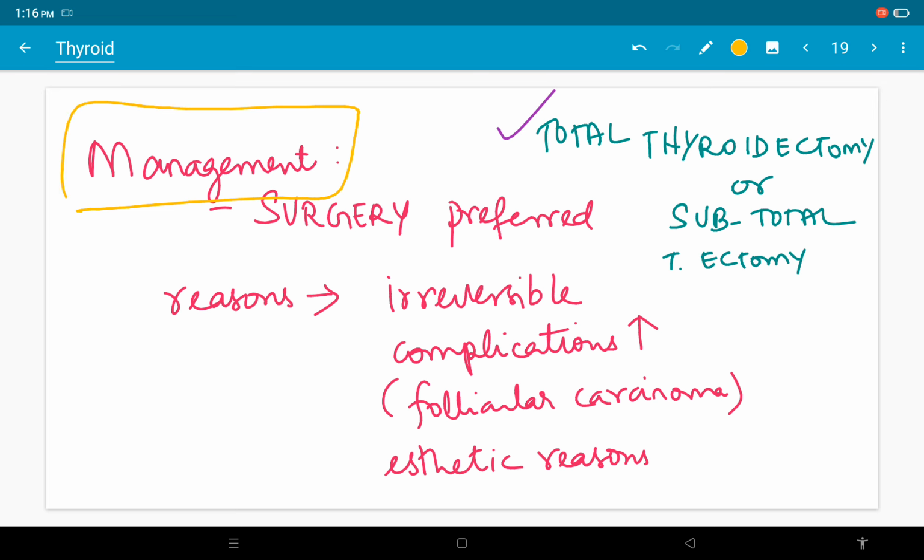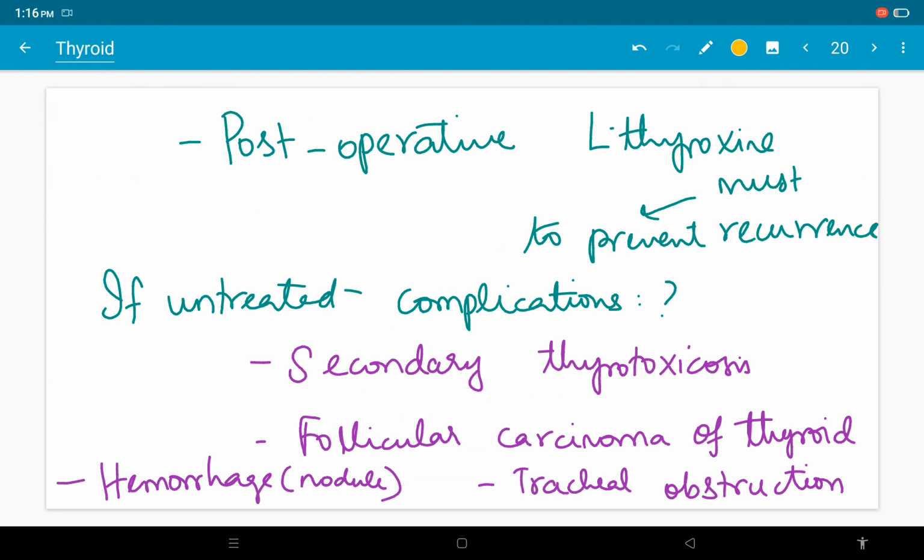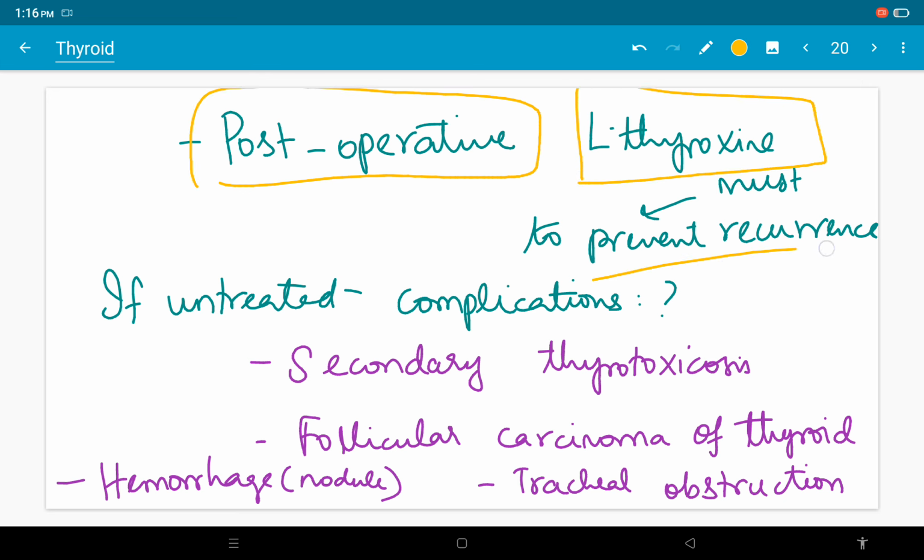Management. Here the major mode of treatment is surgery, because the condition is irreversible. No amount of drugs will reverse it. Complications may be high, especially follicular carcinoma may happen, and for cosmetic reasons the surgery preferred is usually total thyroidectomy. In rare cases, subtotal thyroidectomy, but partial thyroidectomy is not preferred because recurrence is high and re-surgery is hard. Post-operative L-thyroxine is a must, to prevent recurrence.